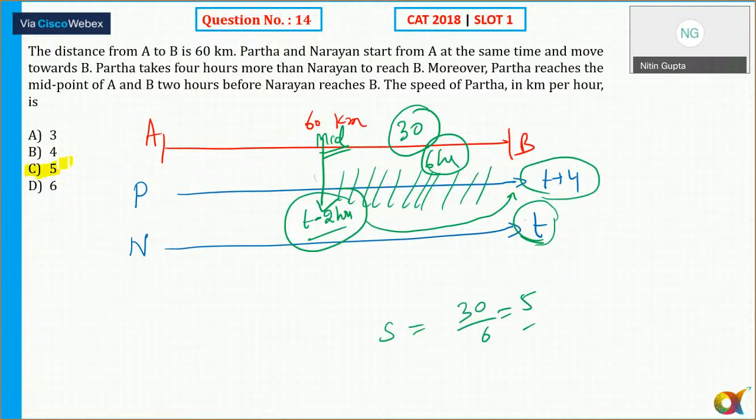And you must have observed that in the first 40 questions, all the questions which were from time, speed, distance, I have tried solving using logic instead of writing any equations here.